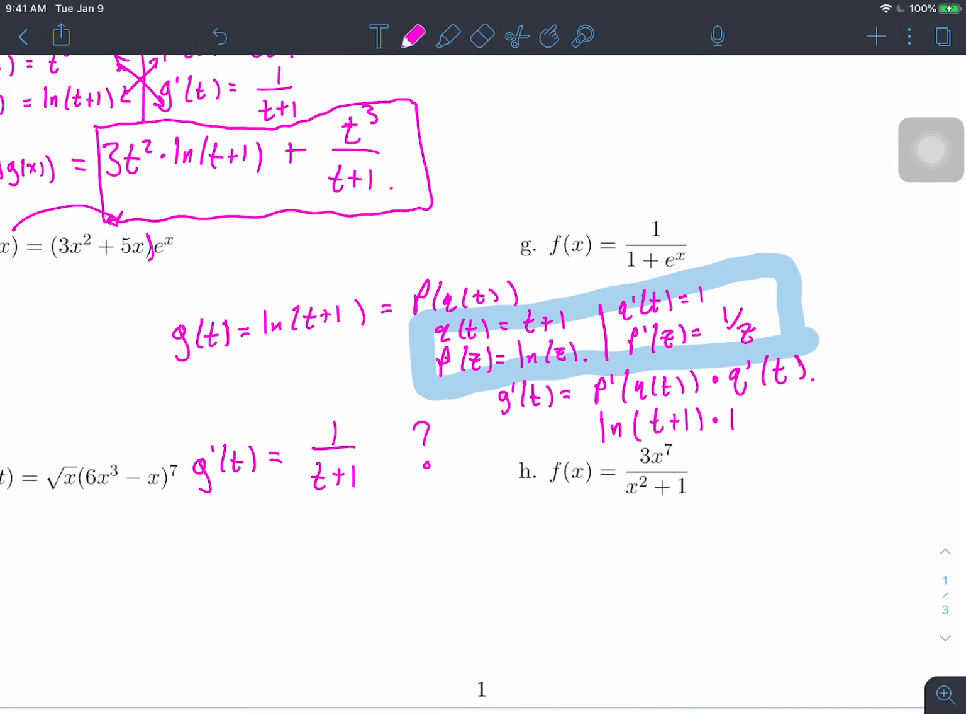What have I done? Sorry. I should have plugged regular q of t into p prime. So it should be 1 over t plus 1. And then I should multiply by the derivative of q, which is 1. So that's how I filled in the steps there. Okay.